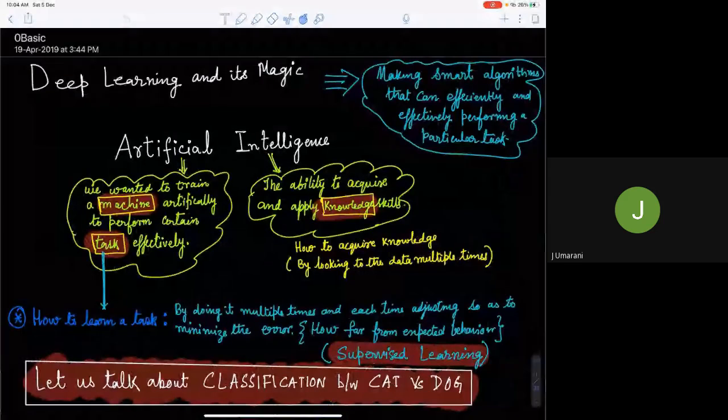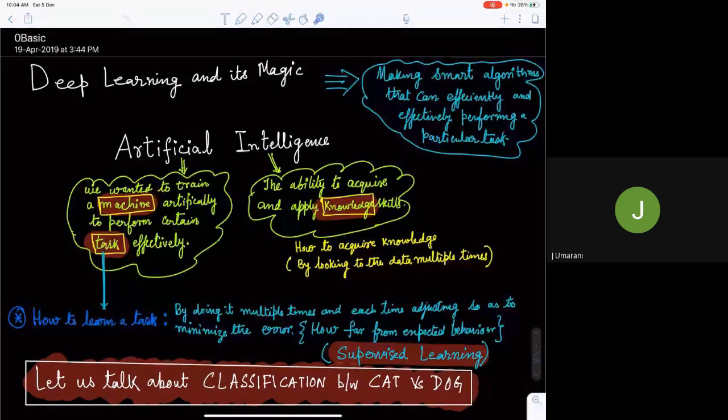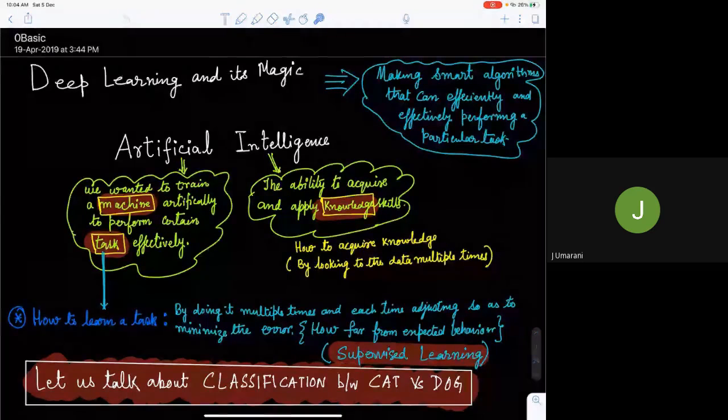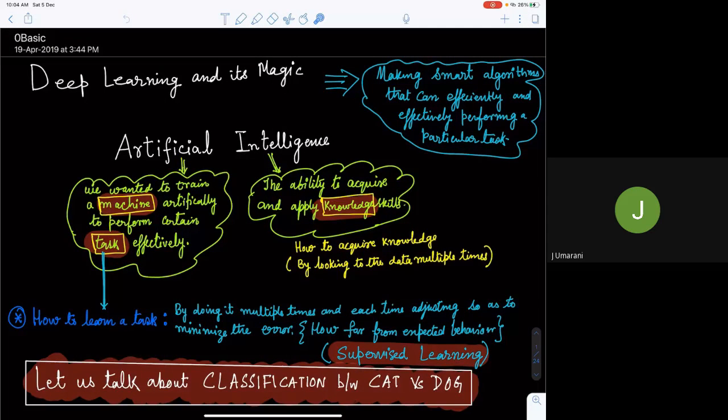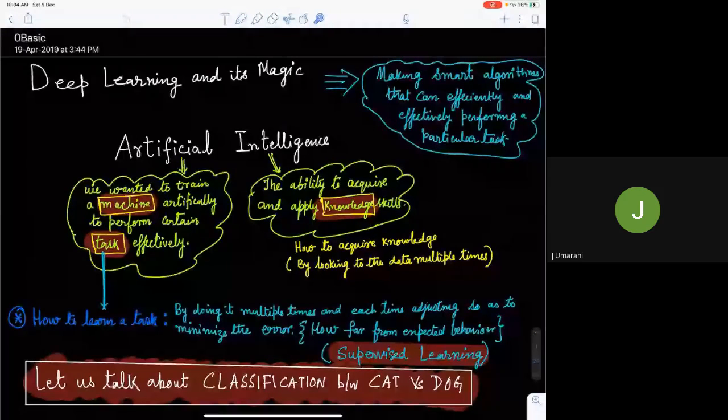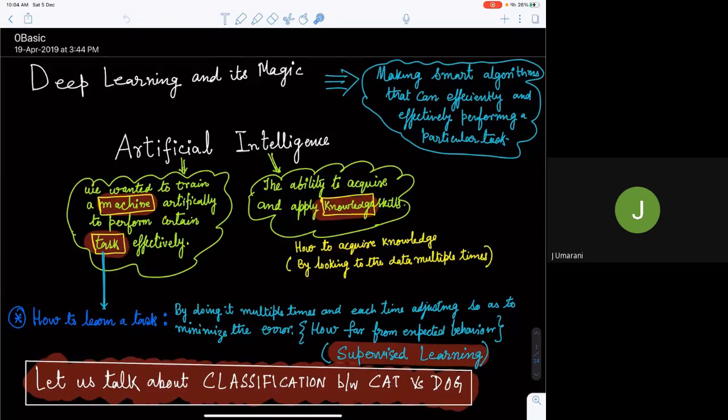So let's start with this topic, deep learning and its magic. My plan is that in the first lecture I'm going to talk about the basics of deep learning, what are the things that are being done using deep learning, what is the meaning of such deep networks, how it is different from traditional machine learning, and what are its applications. Then we'll see a very specific component of deep learning that we call convolutional neural networks, and how these convolutional neural networks actually work.